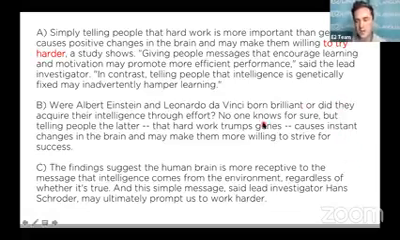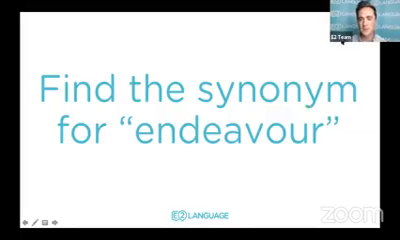So imagine the question said something about exerting effort. Then in the paragraph, you see the words try harder. You know that you're reading in the right spot. Cool. Let's do one more.